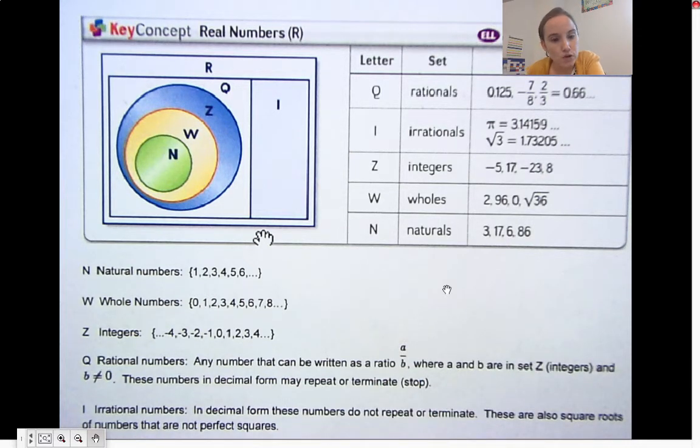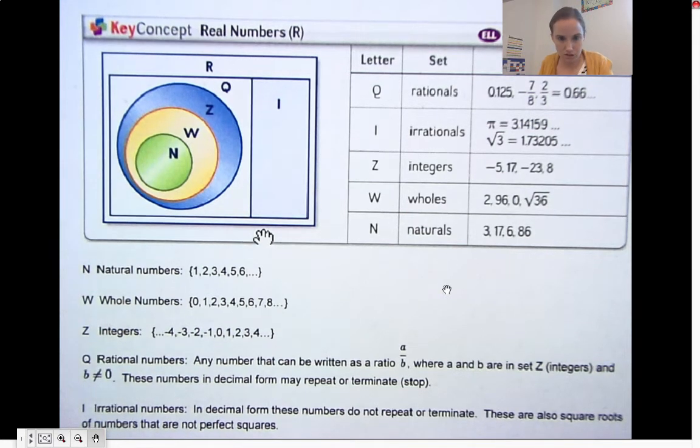Also, rational numbers, when you have them in decimal form, the decimals may repeat or they may terminate. And terminate means they stop, like 0.5, the end. So if it repeats or it terminates, it's a rational number.